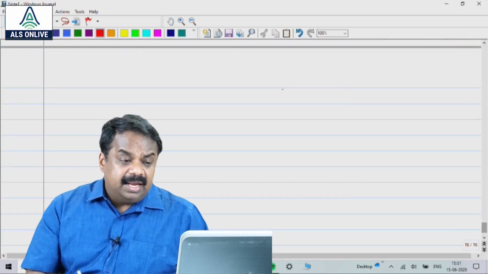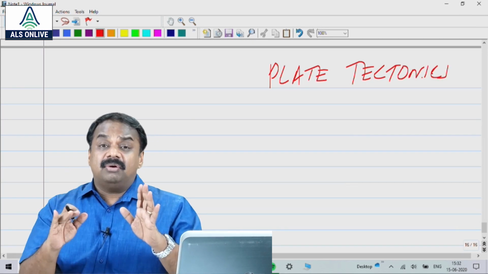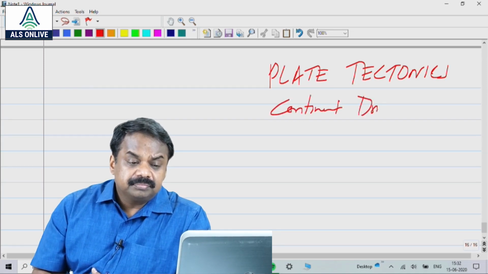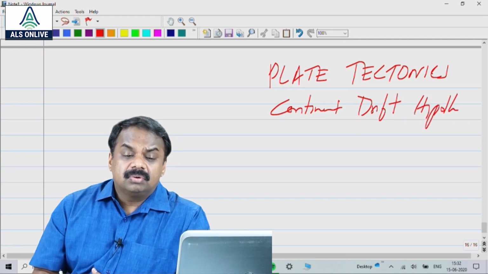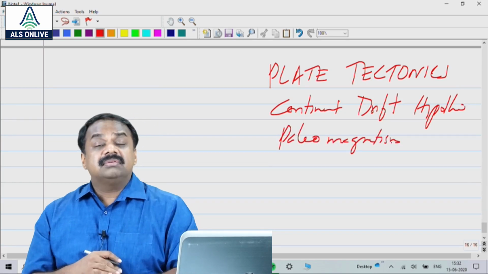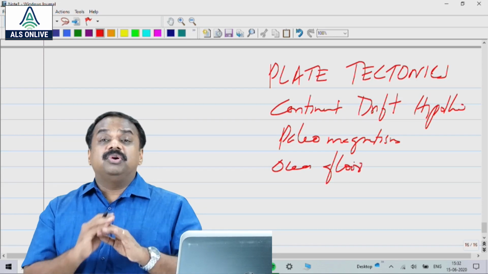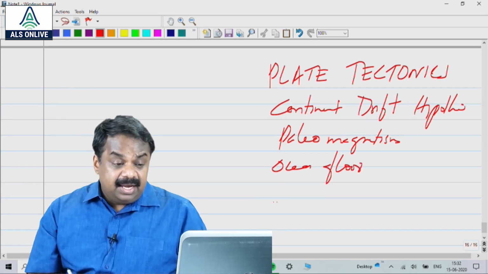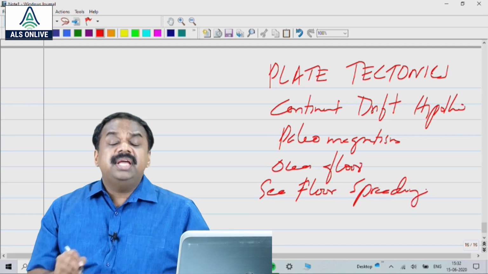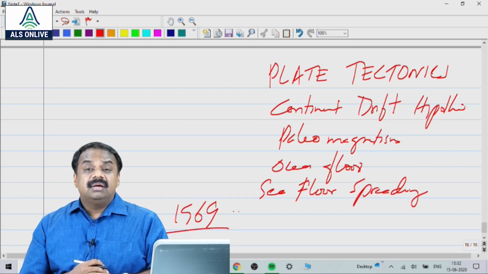The plate tectonics theory is a culmination of various scientific developments, right from the continental drift hypothesis. Then we had paleomagnetism, the study of old magnetism. We came to know more about the old magnetism, and we came to understand the ocean floor. Then came Harry Hess's idea of seafloor spreading. So all these developments ultimately led to a new theory emerging by the late 1960s, by 1969.